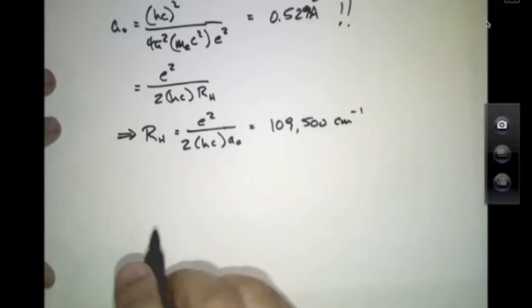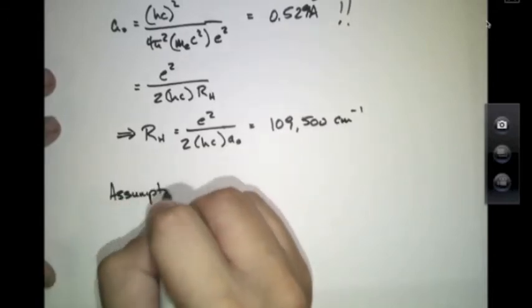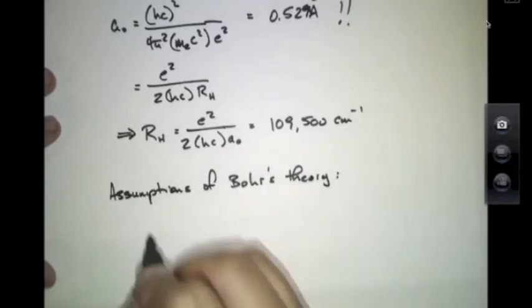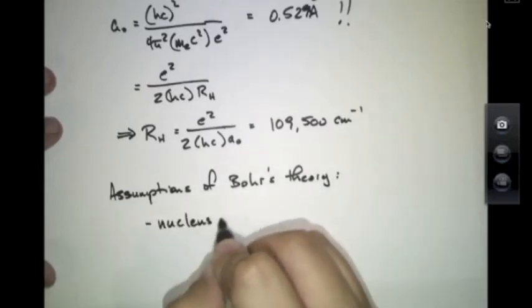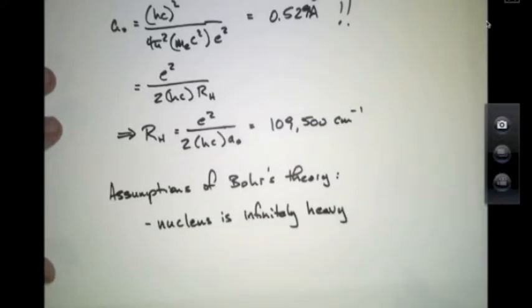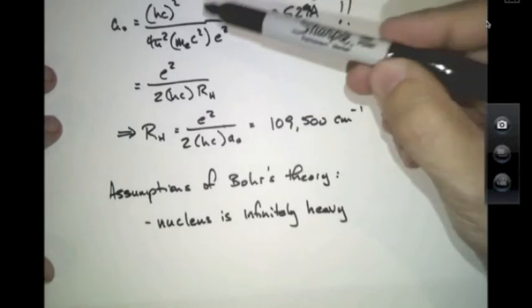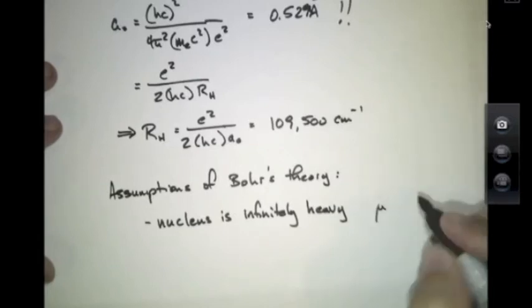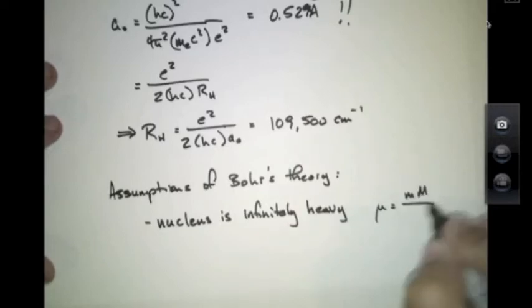There are some assumptions that we have to keep in mind. First of all, the nucleus is infinitely heavy. If that was not the case, then this quantity here in the denominator would not be the electron mass, but rather the reduced mass. So if the nuclear mass is capital M and the electron mass is little m, the reduced mass approaches the electron mass as the nuclear mass gets to be infinitely large. That's the quantity that should, properly speaking, go in there.